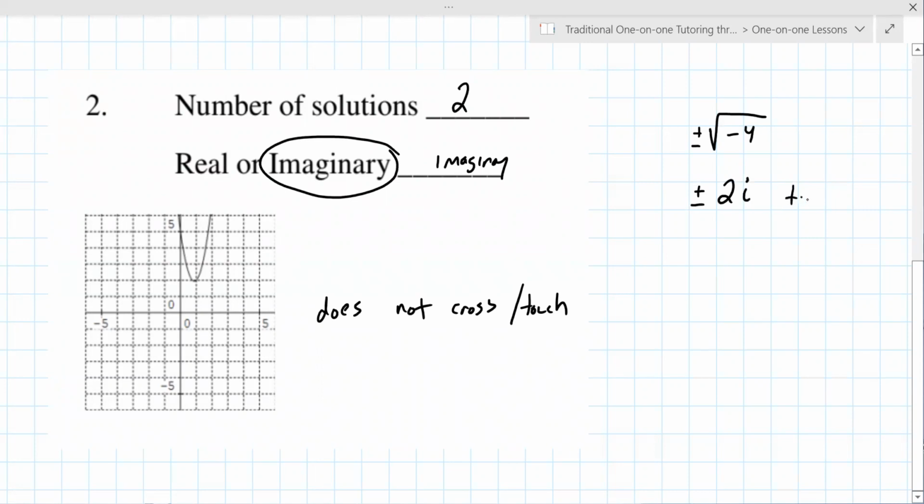Those are your two imaginary solutions. But the point of those first three problems is that there's always two solutions. Sometimes they're both real, sometimes they're both imaginary. They're never mixed in a quadratic. They're either both real or both imaginary.